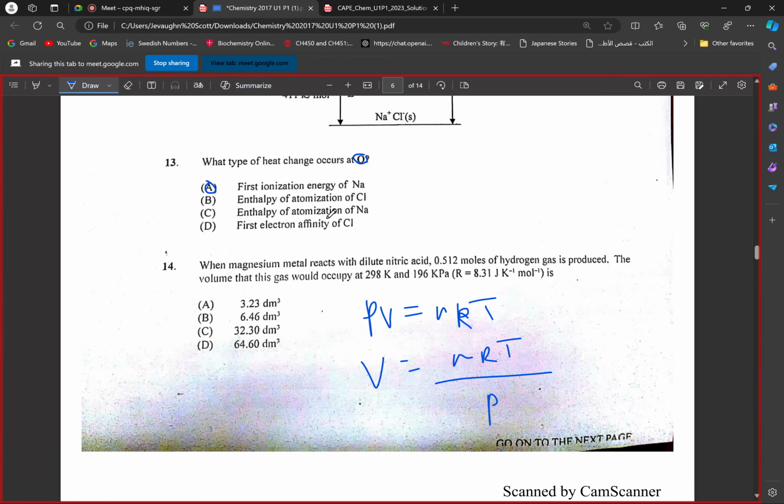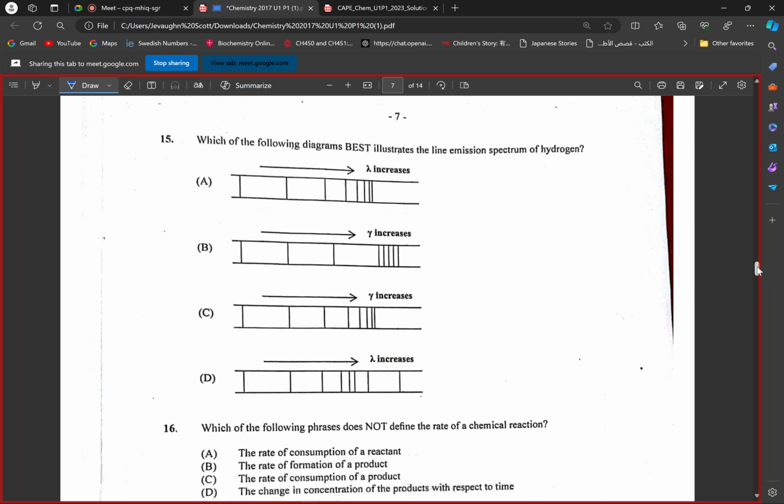0.512 times 2. B. All right, B. Okay, right. What's happening here now?